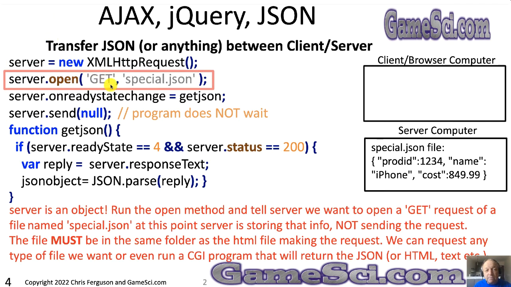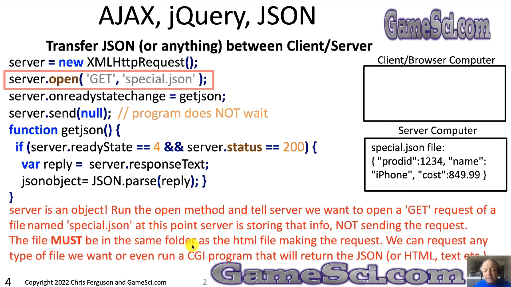Server.open, get me the file special.json. Server is an object. Run the open method and tell the server we want to get request of a file named special.json. At this point, the server is storing that info, not sending the actual request. Server is recording what you want, but not sending the request yet.